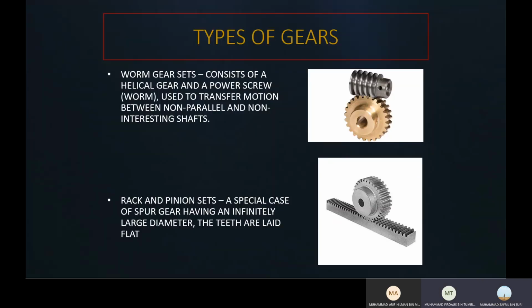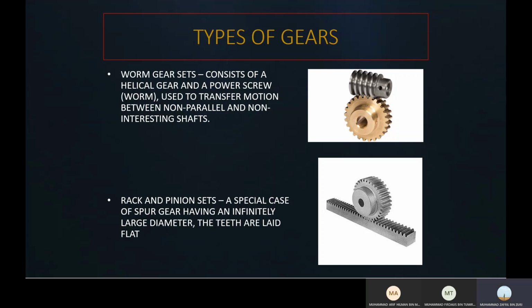Okay, we move to the next type of gears. The first one is worm gear sets. It consists of a helical gear and a power screw. It looks like a worm, used to transfer motion between non-parallel and non-intersecting shafts. Next, rack and pinion sets. A special case of spur gear having an infinitely large diameter. The teeth are laid flat.